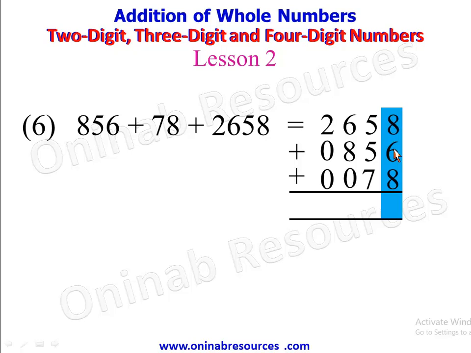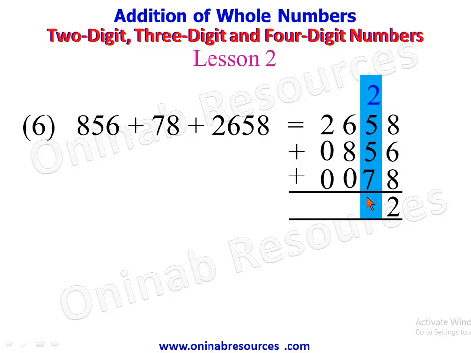So 8 plus 6 gives 14. 14 plus 8 gives 22. So we have 22. These two will go up to be added to 5, 5, and 7. So we add 2, 5, 5, and 7. In this case, it is easier to just say 5 plus 5 gives 10, plus 7, 17, plus 2 gives 19. So we have 19.